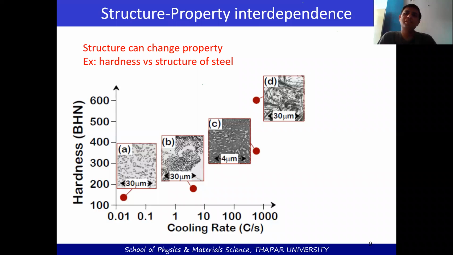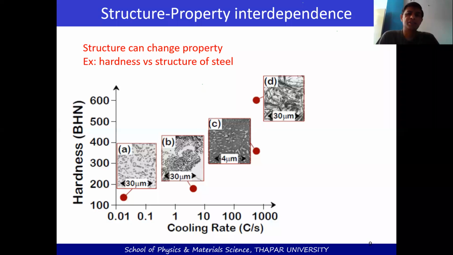And why is this happening? This is happening because at different cooling rates, you end up with a different internal microstructure of the material. So at a given cooling rate, what kind of microstructure can one produce? If you know that, then you will be able to predict the hardness of the material.